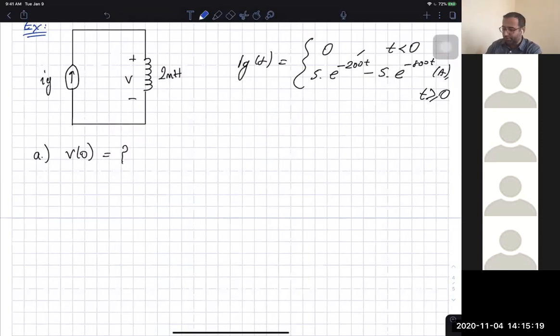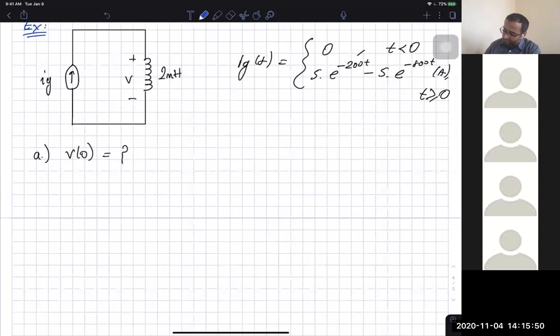It's very simple. We are asked to calculate the initial voltage on the inductor. And we know the current we are pumping into that inductor, right? So what I should do is calculate v of t, by using which I can calculate voltage at any time. And then I will just calculate it at t is equal to 0, and hopefully we will get the result.